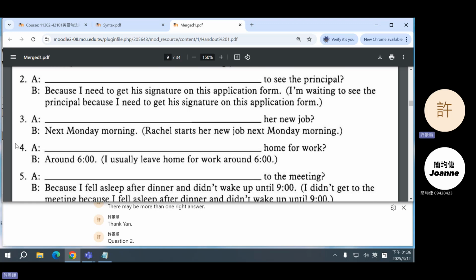Okay, why do you need to go to see the principal? So you're answering the question, it's a reason, so why? Question word do, because this is the present tense. Why do, and then I becomes you. Need to, and you added go to see the principal. That's okay, that works. You don't have to add go to, right? Why do you need to see the principal is also a good answer. Good.